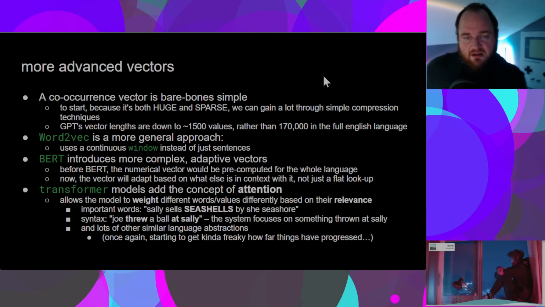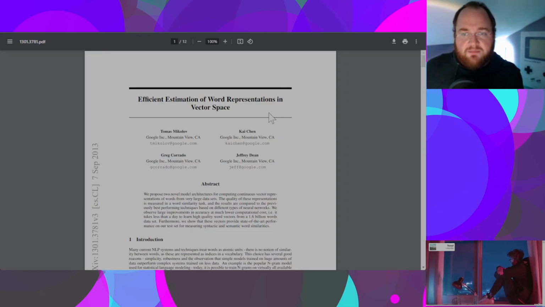Other things that connect to this: word2vec is a processing approach. Here's actually a paper on it: Efficient Estimation of Word Representations in Vector Space.